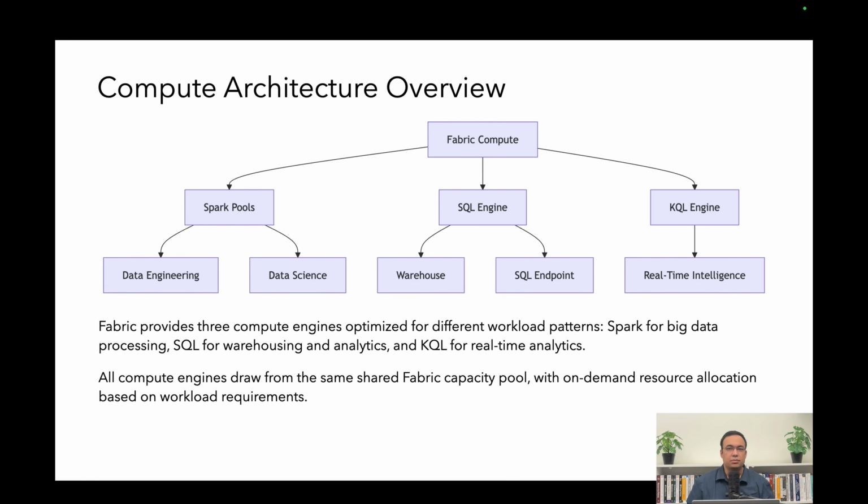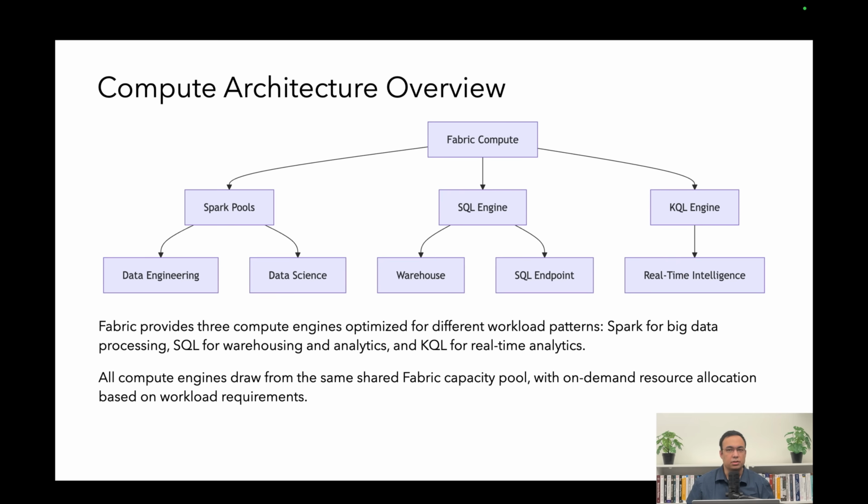Now, let's shift gears and talk about compute. Understanding Fabric's compute model is crucial for both performance and cost optimization. Fabric provides three compute engines, each optimized for different workload patterns. Number one, you have Spark pools for big data processing. This is your engine for large-scale data transformations, ETL workloads, and data science tasks that need distributed processing.